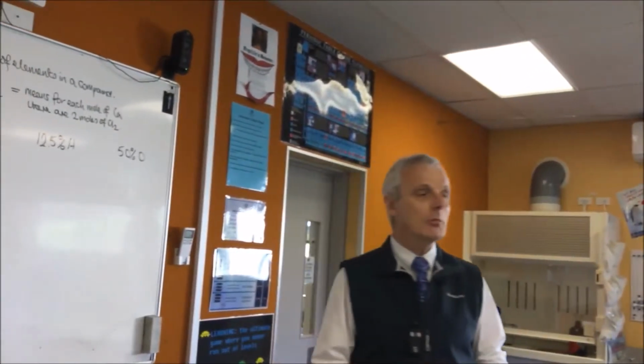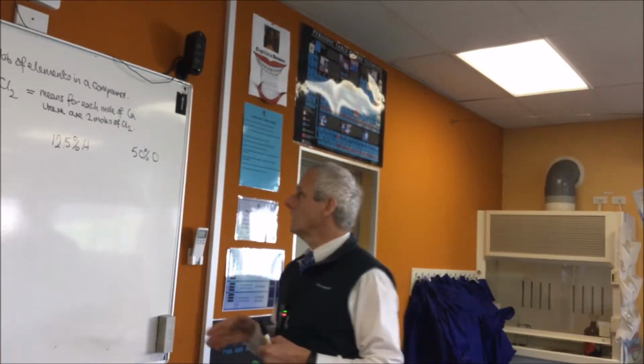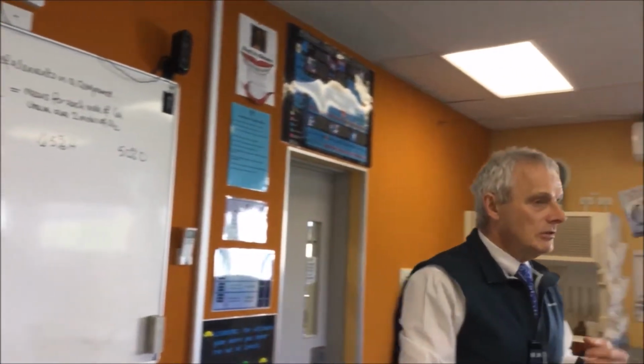And to remind you, an empirical formula is the simplest of the formulas. It gives you the simplest ratio of elements in a substance. Okay? So if we looked at calcium chloride, as the example I've given there, at the simplest level, it means if you take a particle of calcium chloride, it's got 1 calcium and 2 chlorines there.